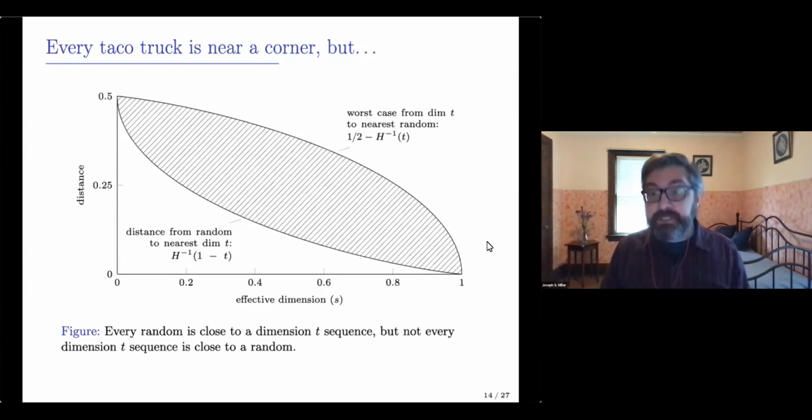So every random is close to a dimension t sequence, but not every dimension t sequence is close to a random. This bothered me initially because I didn't know why. I mean, it's not that hard to imagine such a situation. But once I had the right analogy, that every taco truck is near a corner, but not every corner is near a taco truck, I was like, yes, okay, now I get it. That's a little bit political, by the way, but now I get what's happening here. Basically you have different kinds of dimension t sequences. You have ones that are near randoms and you have ones that are far away from randoms. Okay.